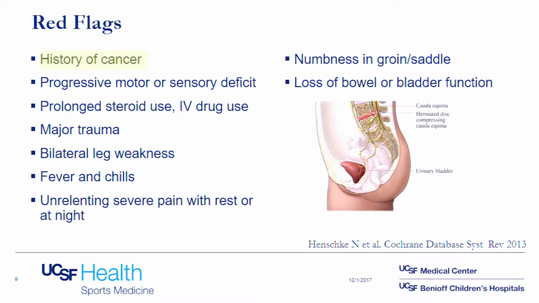And when we talk about saddle anesthesia, numbness in the groin, loss of bowel or bladder function, we can see why this cauda equina syndrome happens: because of the pressure on the roots that go down to the control of the bowel and bladder.